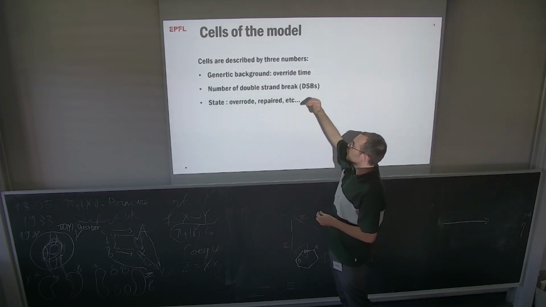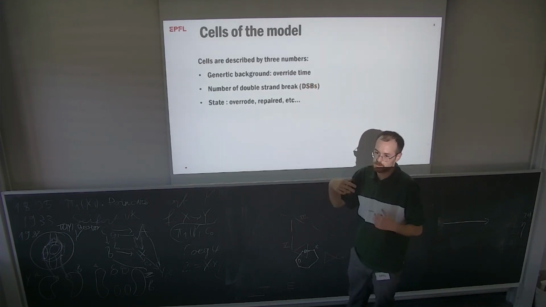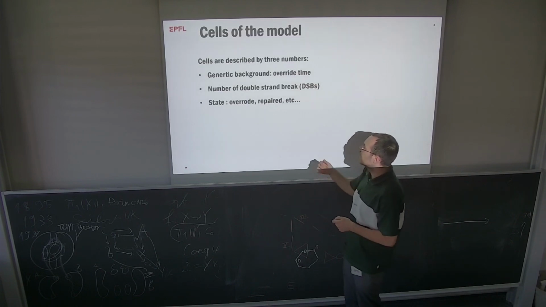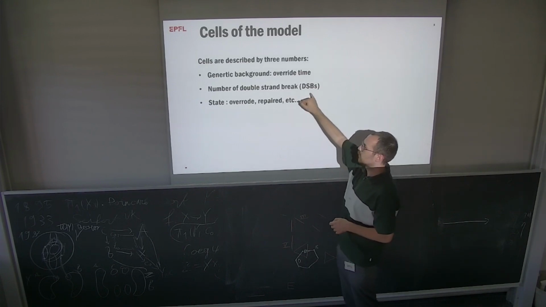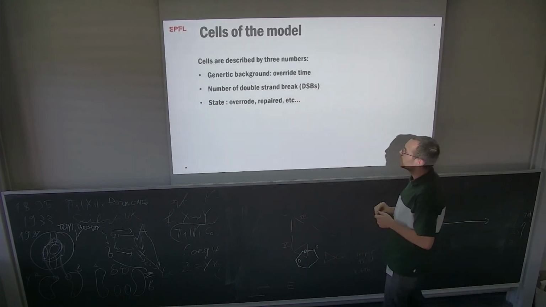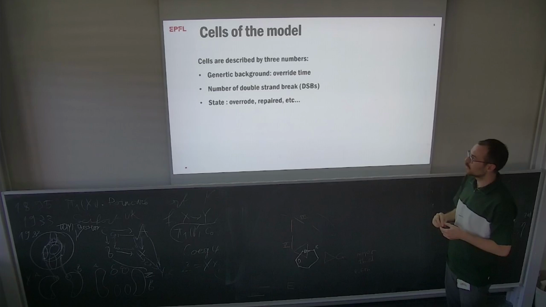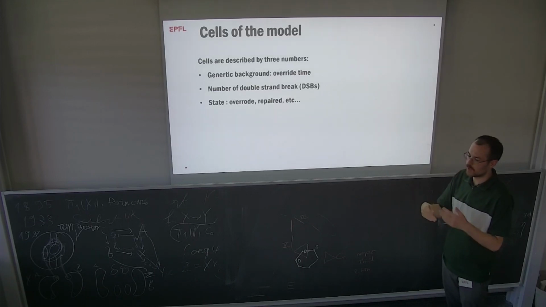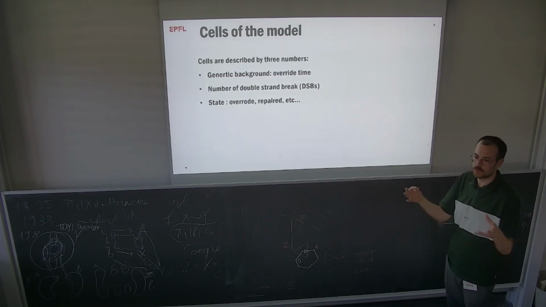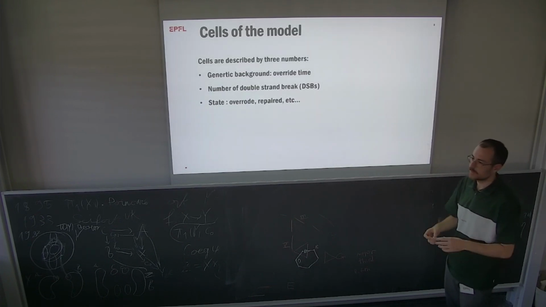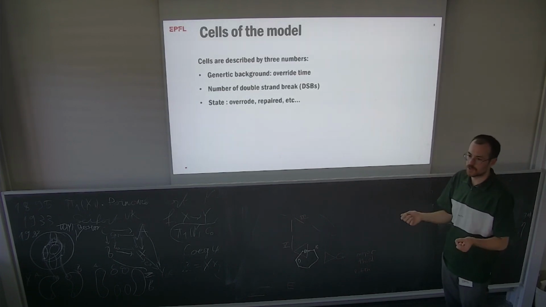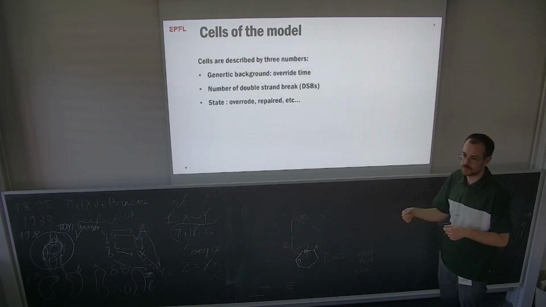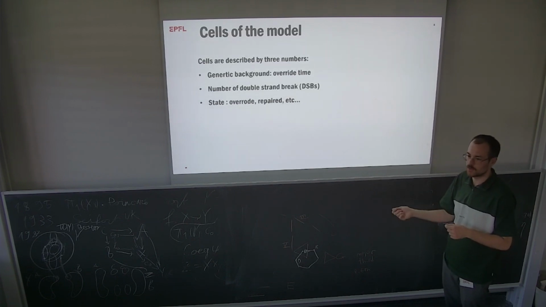Anyways, the really important thing is what I call the genetic background, which corresponds to the override time, and then the number of double strand breaks. A double strand break is just a cut in the DNA. And so the way the simulation works is that each time there is a certain probability that it gets repaired, and if it gets repaired, then it can propagate normally. And then when it arrives at the override time, the cell overrides, and here we check there's a certain probability that the cell will survive.